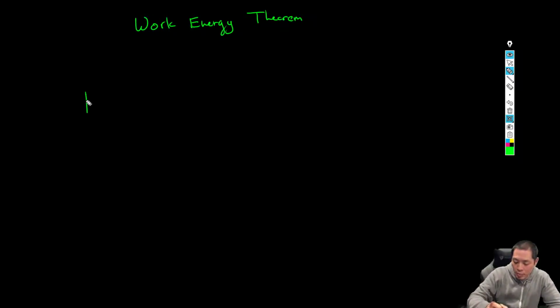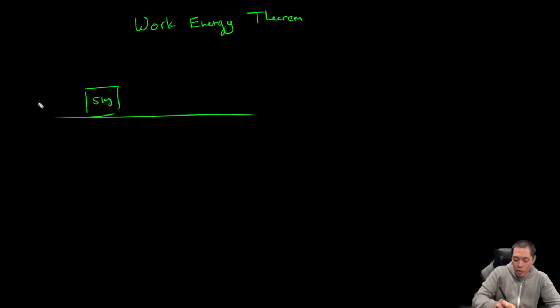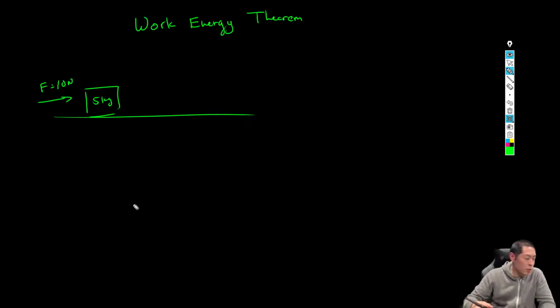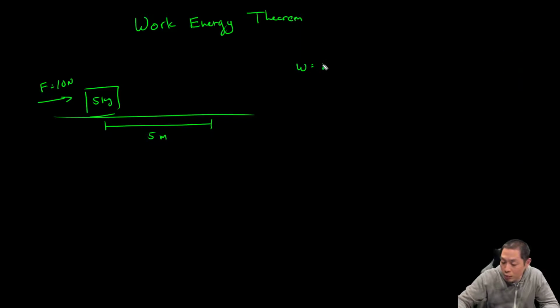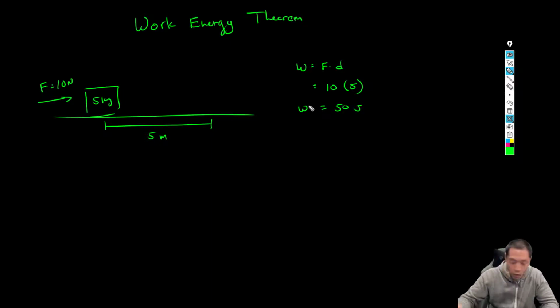So here's an example. Let's say we had a 5 kilogram block and we had a force acting on it. This force, let's say, was 10 newtons, and this force would push this block 5 meters. So here's our situation: a force is pushing on a block of 5 kilograms, and it moves 5 meters. If we look back, work is equal to force times distance. So our energy here is 10 times 5, which is 50 joules. So we've added 50 joules of energy to this.